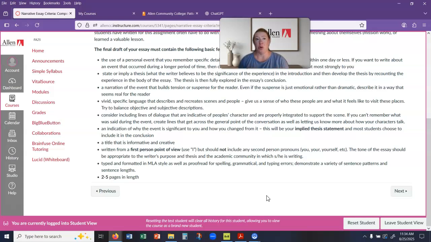Most students will do some type of an accident, some type of injury, or surgery. Those are all negative events, but that's okay. Or they'll pick something where it was just one interaction, or just one moment. They climbed to the top of whatever mountain they were trying to achieve.